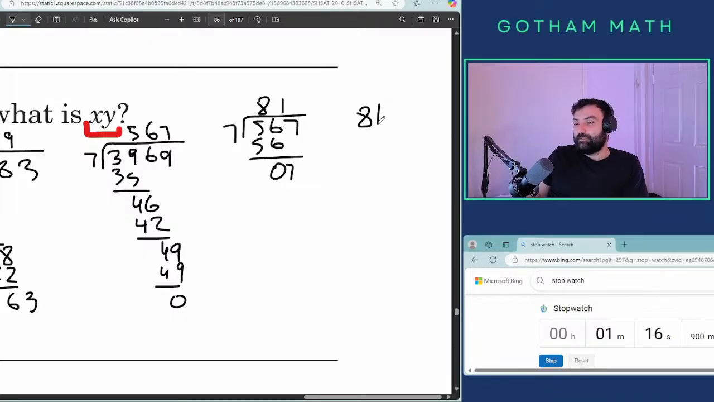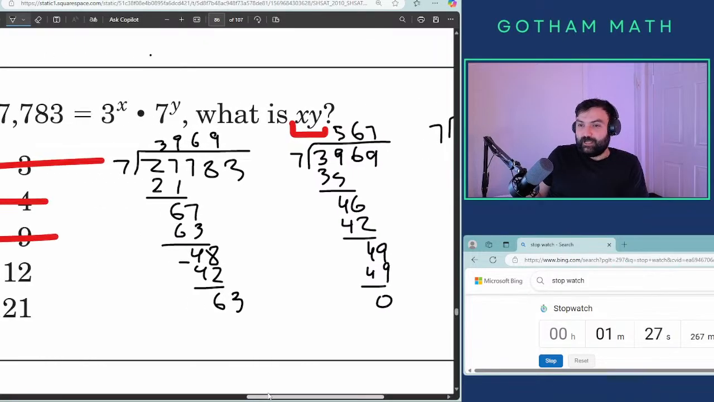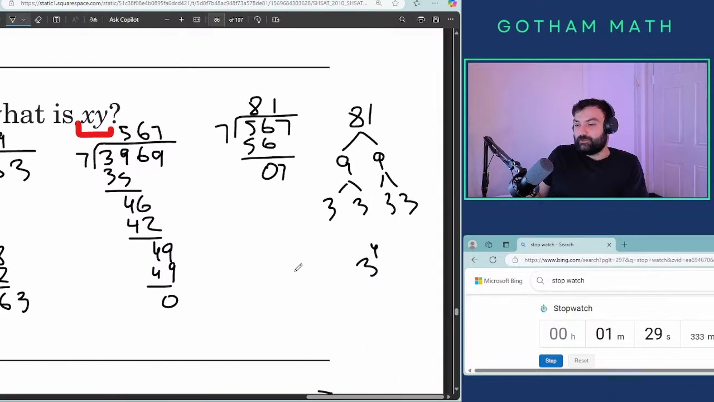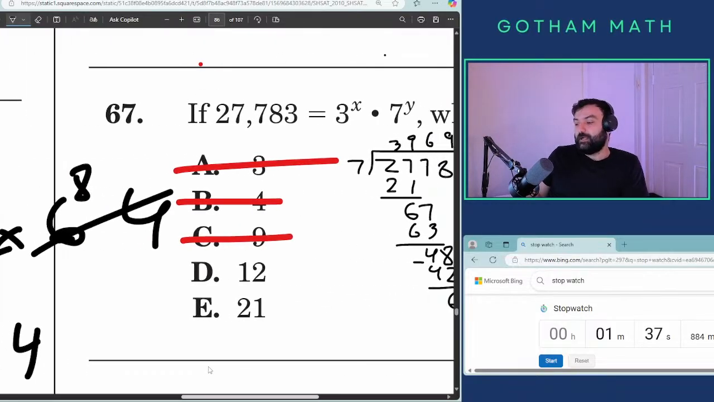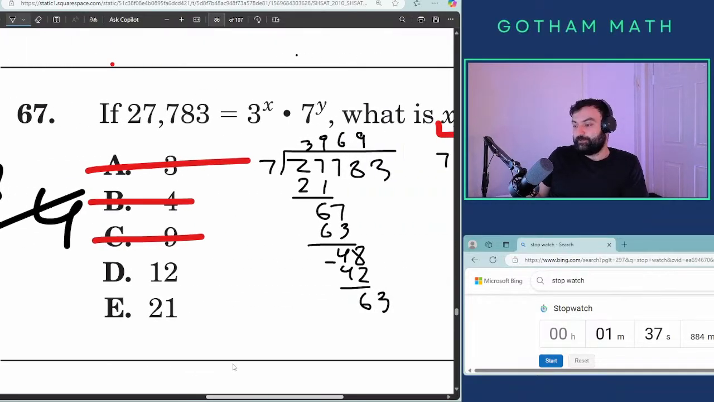But 81 is divisible by 9, and this is 3, 3, 3, 3. I wouldn't even be writing this. How many 7s did I have? I had 3 7s. So it's 7 to the third power times 3 to the fourth power, and 3 times 4, because this is x and this is y, is 12. Stop.